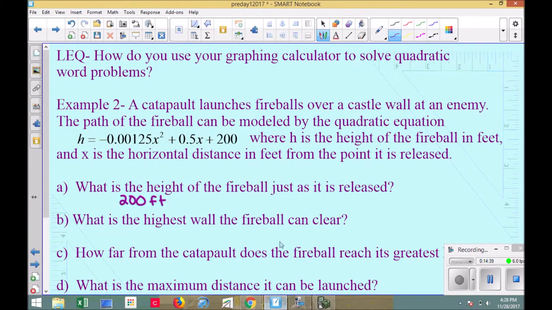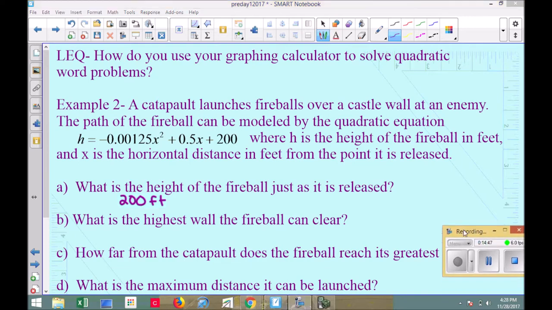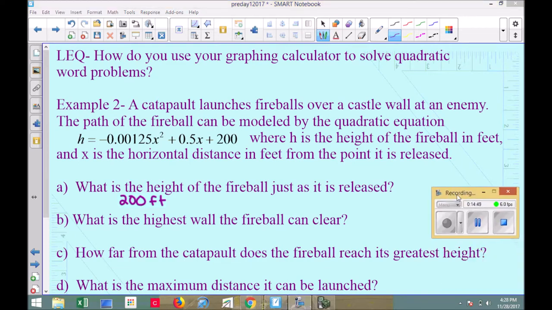Next question. What is the highest wall the fireball can clear, and how far from the catapult does the fireball reach its greatest height? So we know that both of those are referring to the vertex. So I'm going to have to find the vertex. So let me use the calculator to do that rather than completing the square by hand.